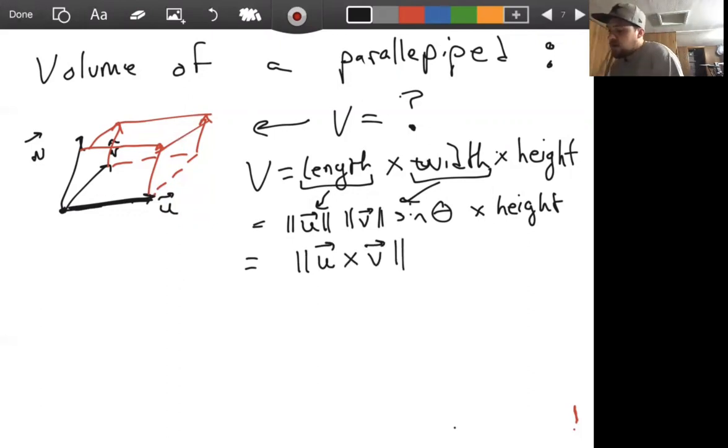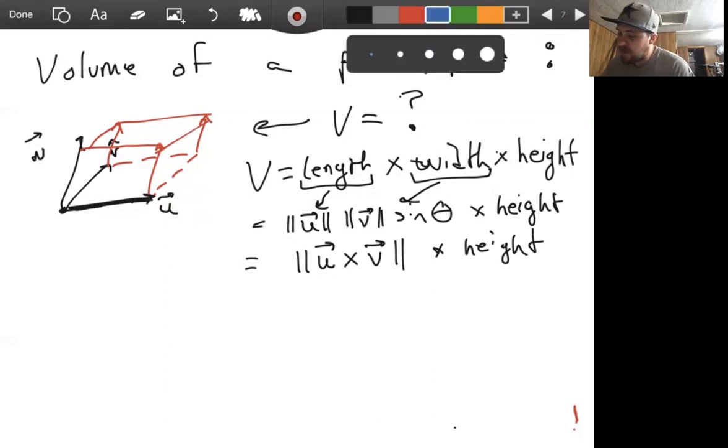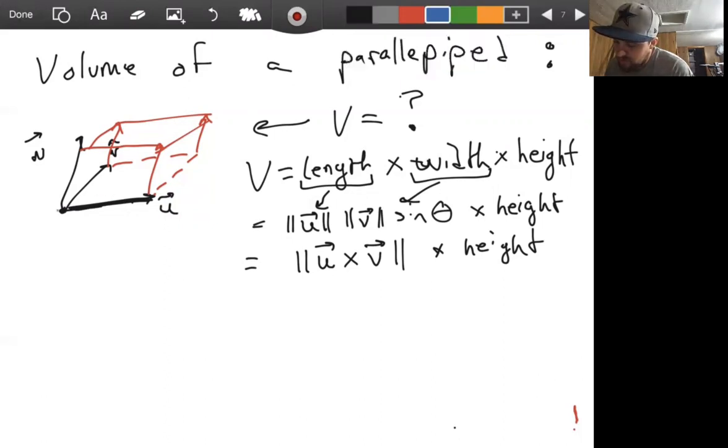And now we need to take this times the height to get our volume, right? But what is the height? The height is not W. The height is represented by a vector that is purely perpendicular to both U and V. This vector here represents the height.